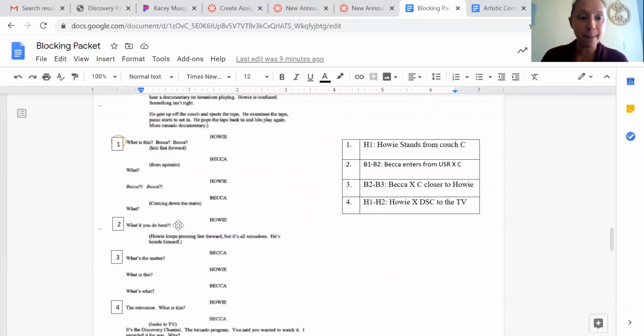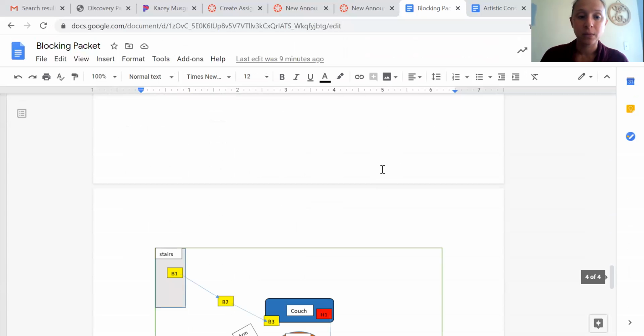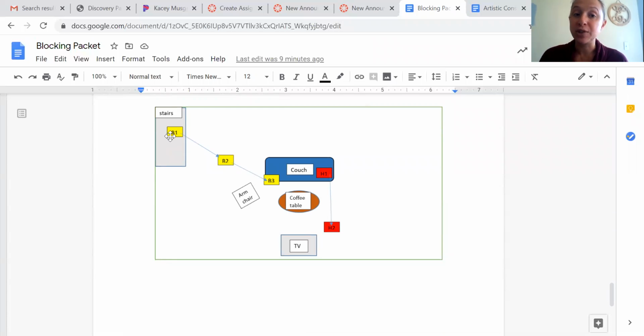If I scroll back up, number two: Becca enters from upstage right and crosses center to Howie. On the line where Howie says, what did you do here, Becca? She enters from upstage right. That's where I assume the stairs are, because it says she comes down a set of stairs. And she crosses from here to here, just inching closer to get a look at what Howie's talking about. So from B1, Becca 1, to Becca 2.